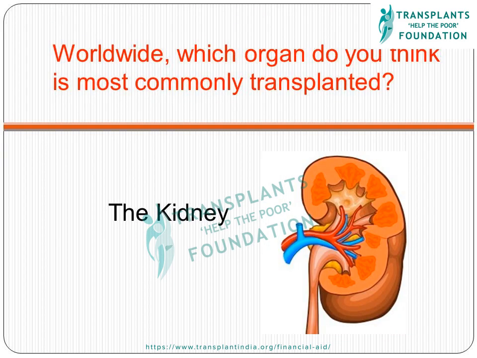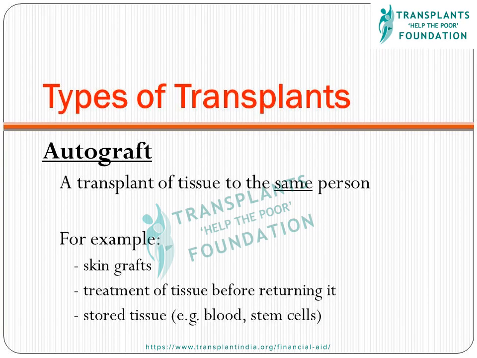Worldwide, which organ do you think is most commonly transplanted? The kidney. Types of transplants: autograft. A transplant of tissue to the same person. For example, skin grafts. Treatment of tissue before returning it. Stored tissue, for example blood, stem cells.